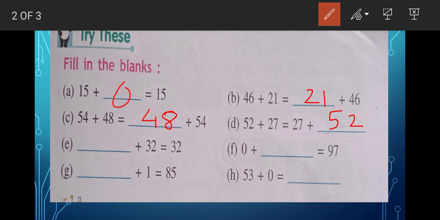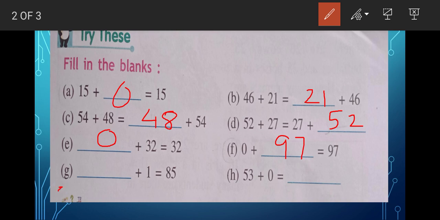Now here dash plus 32. What plus 32 will be 32? 0 added to any number, the answer is the number itself. So here also 0 plus 97.